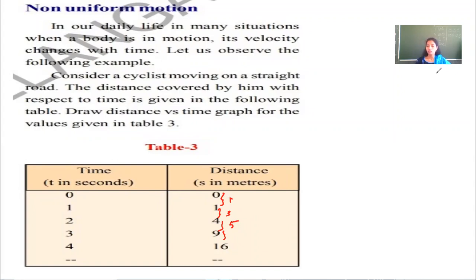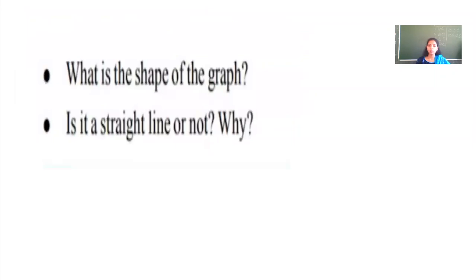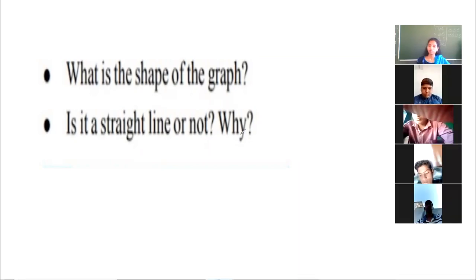So when we draw a graph to these values, what will we get here? What is the shape of the path? Is it a straight line or not? Why? Can anyone tell? No, that distance is not constant. Okay, tell me what is the shape of the graph here? It's curved. Yeah, we'll get one curve. Will not get a straight line.